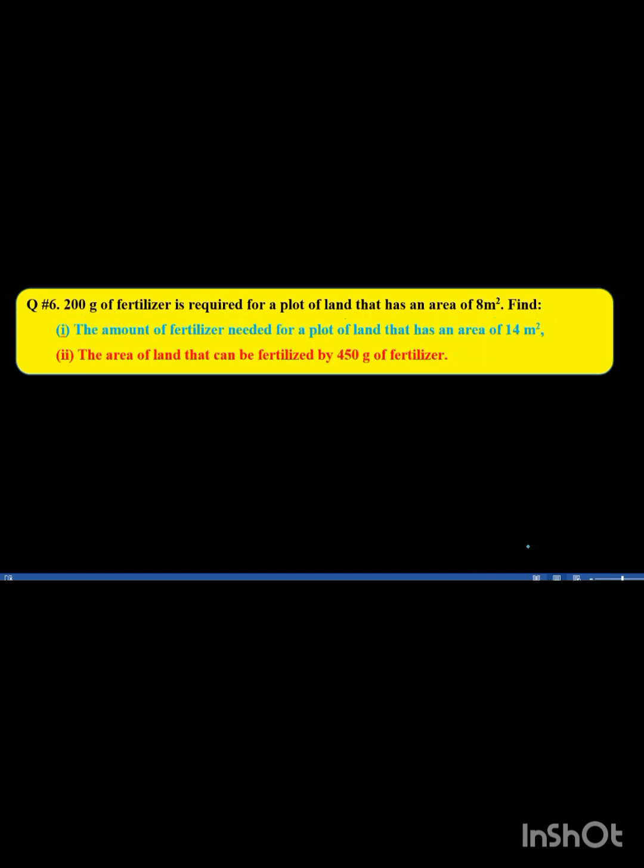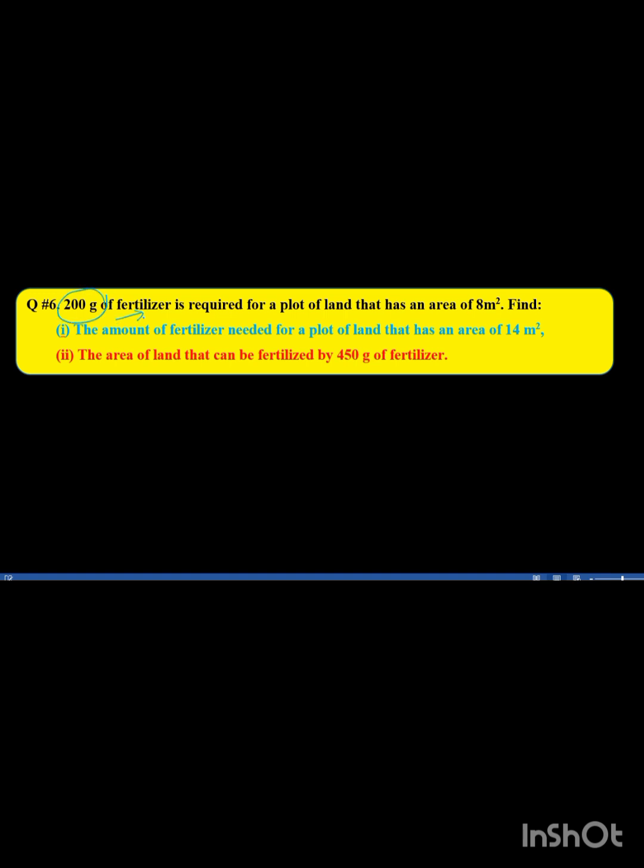Okay, students, come to the last question of this topic and last question of this lecture. So by doing this question, we complete our topic as well as today's lecture. So be patient. It's the last question. The first one is 200 grams of fertilizer is required for a plot of land that has area of 800 meters. So keep concentrate on these two values.